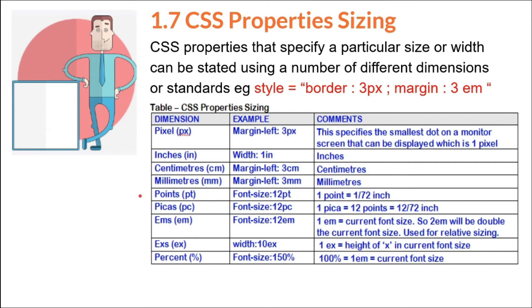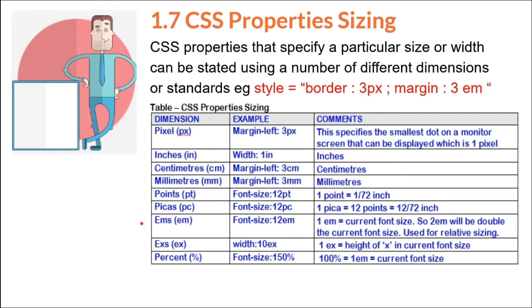We can use points. Now 1 point corresponds to 1 over 72 of an inch, and this is used in the printing industry. When we're going to print a web page, we can specify for printing purposes in points. Similarly, we can use picas, where 1 pica equals 12 points, or 12 over 72 parts of an inch. We can use EMs.